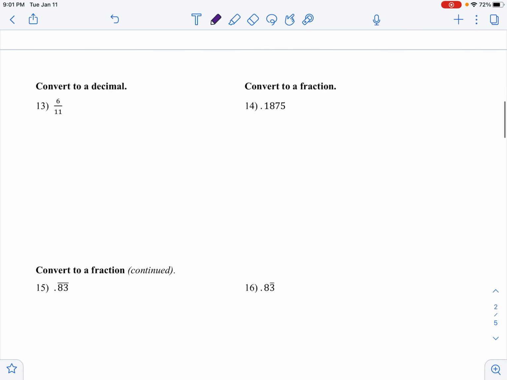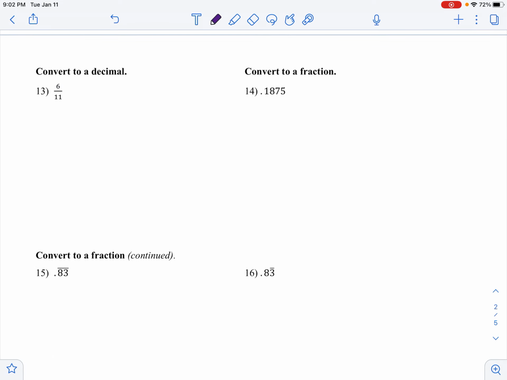All right, now here's the new thing. So converting between decimals and fractions, 13 and 14, very quick. We've done this since junior high. What is a fraction? Really, it's just a division without a calculator. The top number goes in, your bottom number goes outside, and you just have to do your long division.